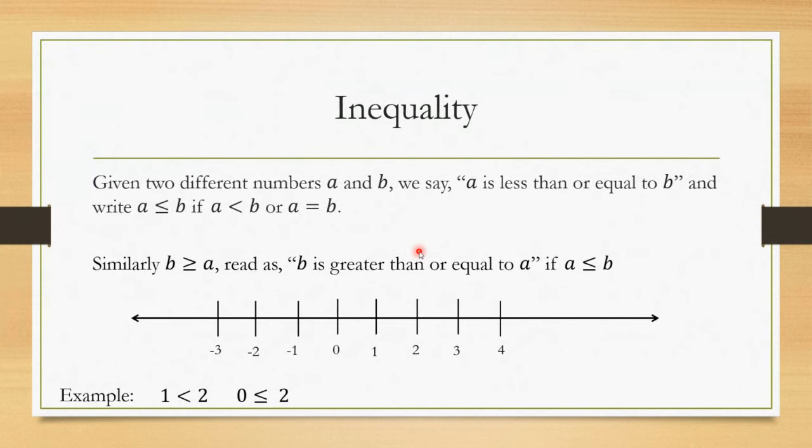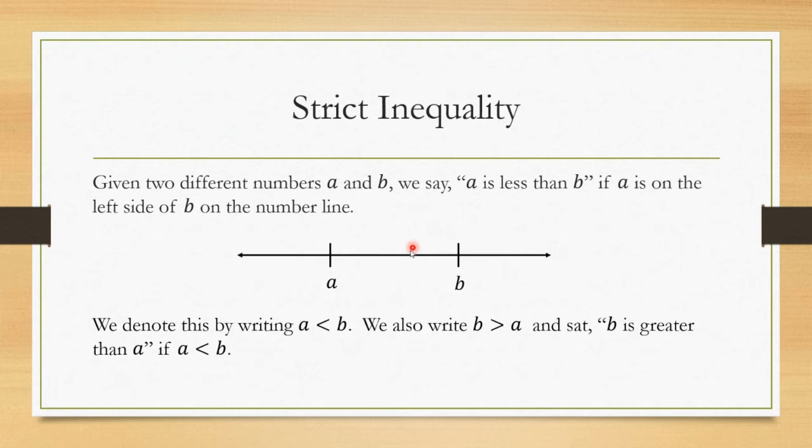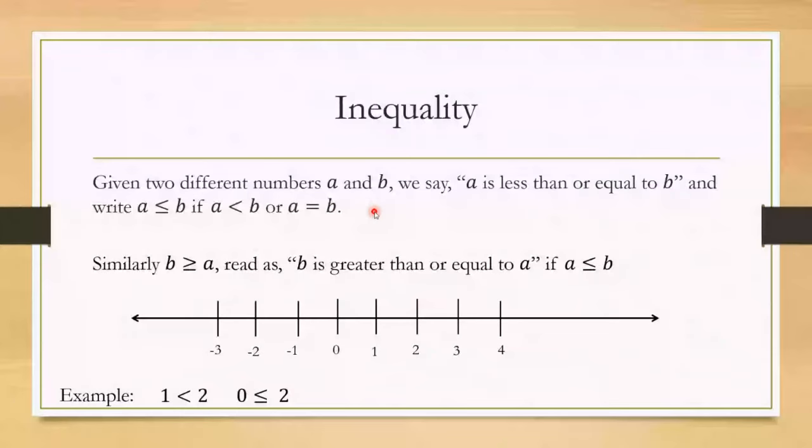And then let me quickly say this. Here, we did not allow A to be equal to B, right? We said they're different numbers. They can't equal each other. But if we allow equality, then we have this. If you have two different numbers, A and B, we say that A is less than or equal to B if A is less than B or A is equal to B. So it's really what it sounds like. We also say B is greater than or equal to A if A is less than or equal to B. So basically here we're allowing equality.